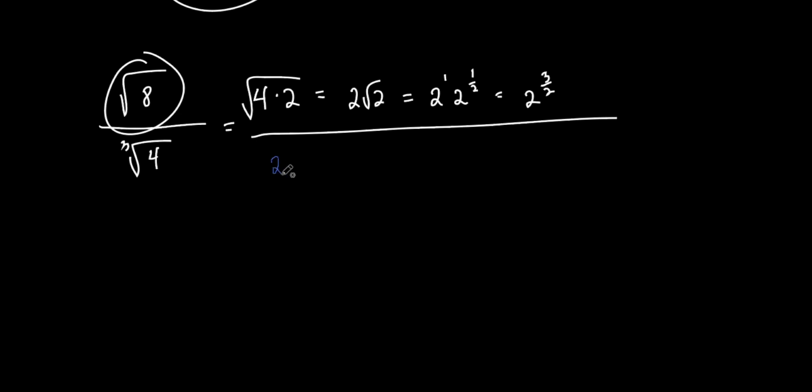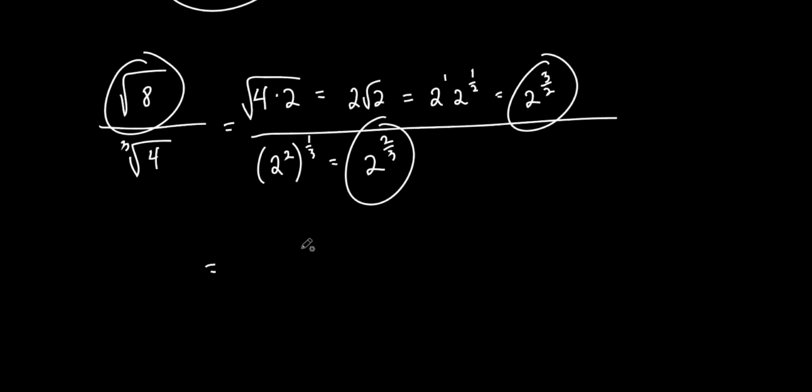All right, so watch. 4 is 2 squared, but it's the cube root, right? So it's to the 1/3. So what is this? This is 2 to the 2/3. Okay? So here's my numerator. Here's my denominator. Let's write it as a nice fraction. 2 to the 3/2 over 2 to the 2/3. Okay? You got the same base, don't you? So I can keep the base the same.